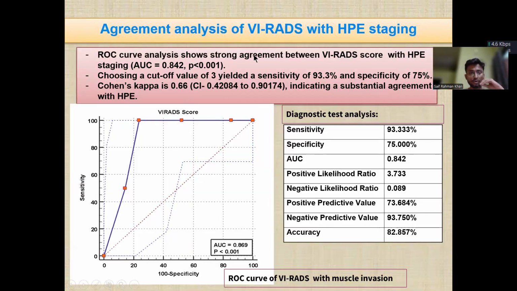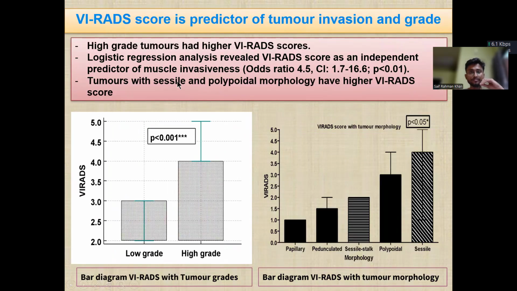ROC curve analysis showed a strong agreement between the VI-RADS score with HPE staging. And when we chose a cutoff value of 3 of VI-RADS score, we had a sensitivity of 93% and specificity of 75%. Even Cohen's kappa value was 0.66, indicating a substantial agreement with HPE values. VI-RADS score was a predictor of tumor invasion and grade, with high-grade tumors having higher VI-RADS score.